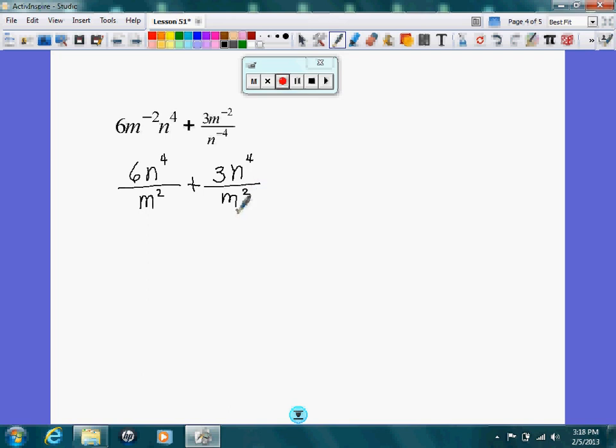And now we have like denominators. So we have 6n to the 4th plus 3n to the 4th. Well, we have like denominators, so we just simply add the numerators. 6n to the 4th plus 3n to the 4th is 9n to the 4th over m squared. And that would be our answer.